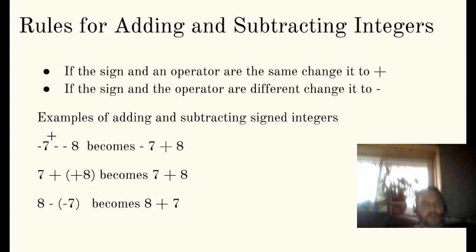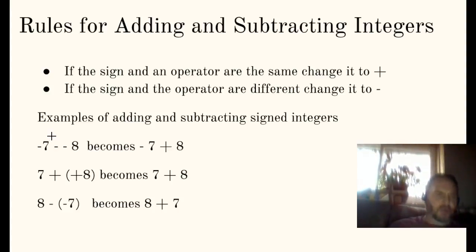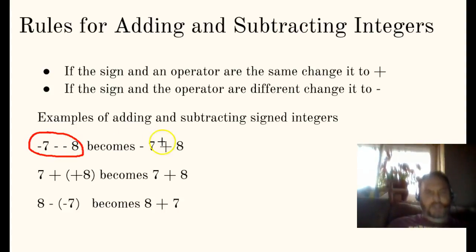Looking at this slide here, we have the rules for adding and subtracting integers. I'll just go over them again. If the sign and the operator are the same, you change it to a positive number. If the sign and the operator are different, you change it to a negative number. So here's my examples below. I have a negative 7 minus a minus 8. That becomes negative 7 plus 8. And if I find the answer to that, remember, going back, we think of absolute values. 8 has a bigger absolute value than 7. So my answer is going to be a positive 1.